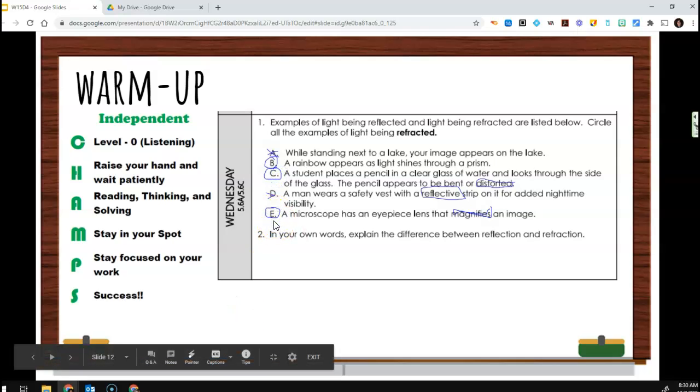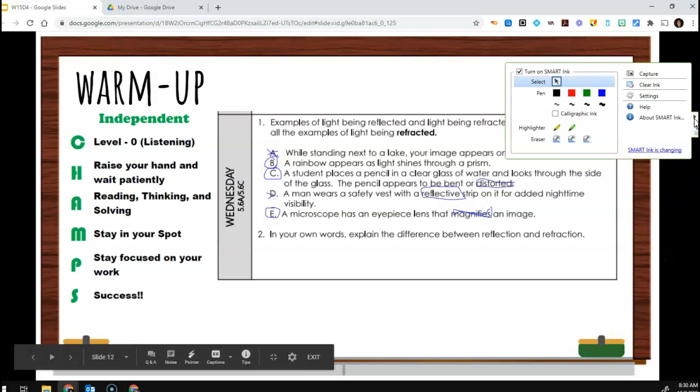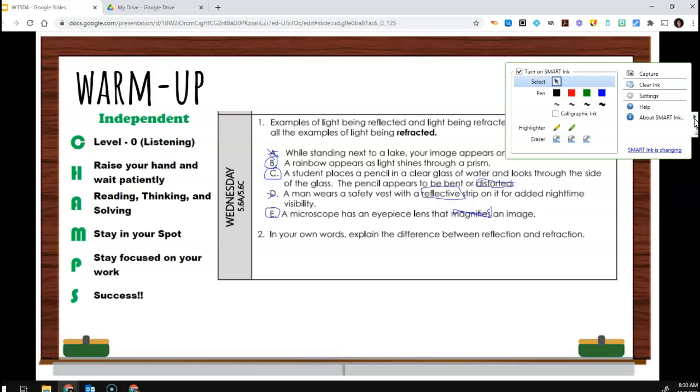Number 2 says, in your own words, explain the difference between reflection and refraction. Reflection and refraction. It doesn't let me type.